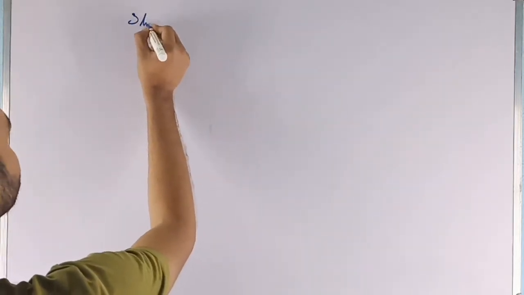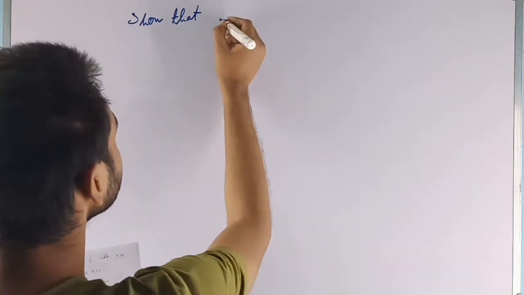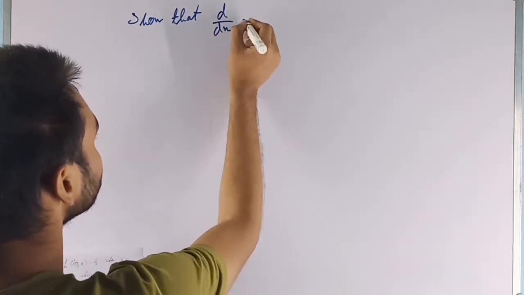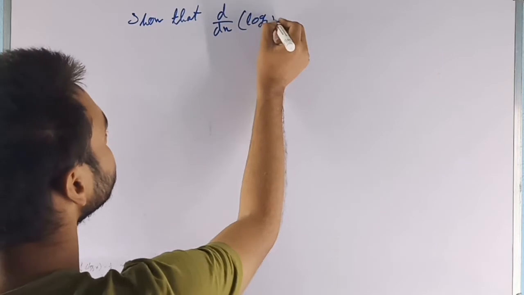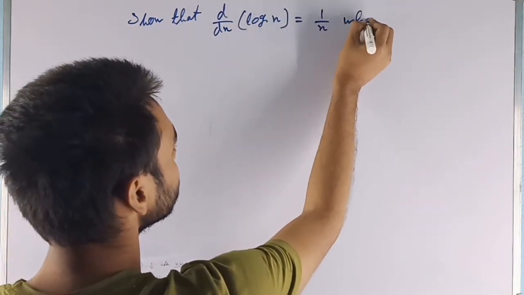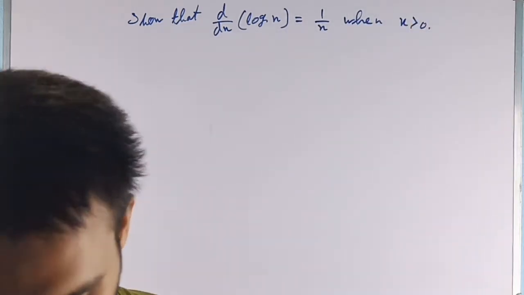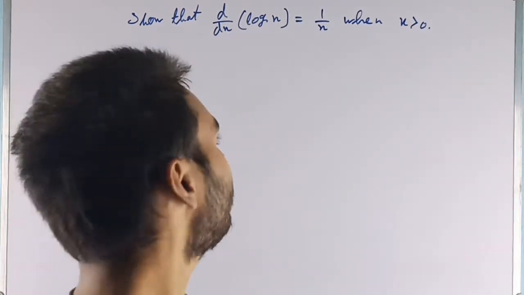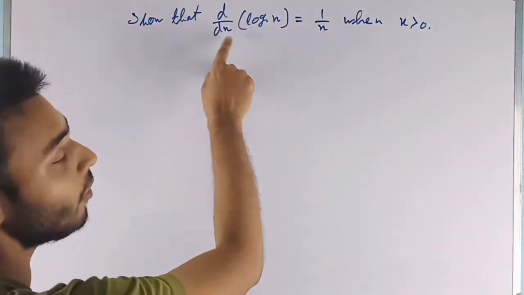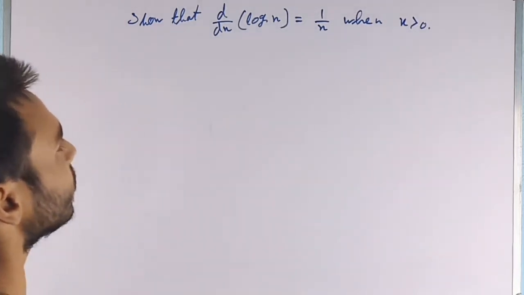Good morning, guys. Have a good day, and now let's start a new video on the calculus of differentiation. The first question is to find the derivative function: dy/dx of log x equals 1 by x, where x is greater than 0.